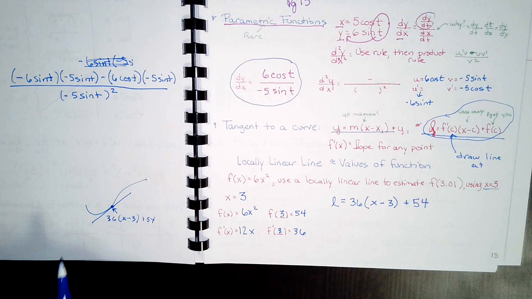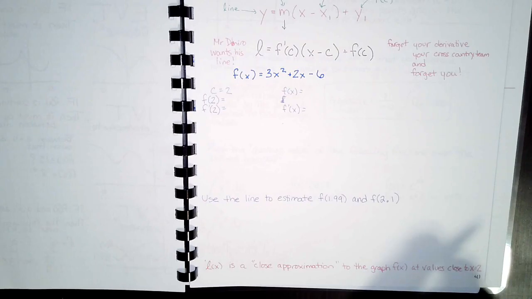So we can use the line to estimate values at 1.99 and 2.1. I have to be careful to use these correct symbols. The value of the graph at 1.99 is approximately the value of the line at 1.99. Negative 12, 1.99 minus 2 plus 7. And the value of the curve at 2.1 is approximately the value of the line at 2.1. Negative 12, 2.1 minus 2 plus 7, and you can see I can fill the values in here.